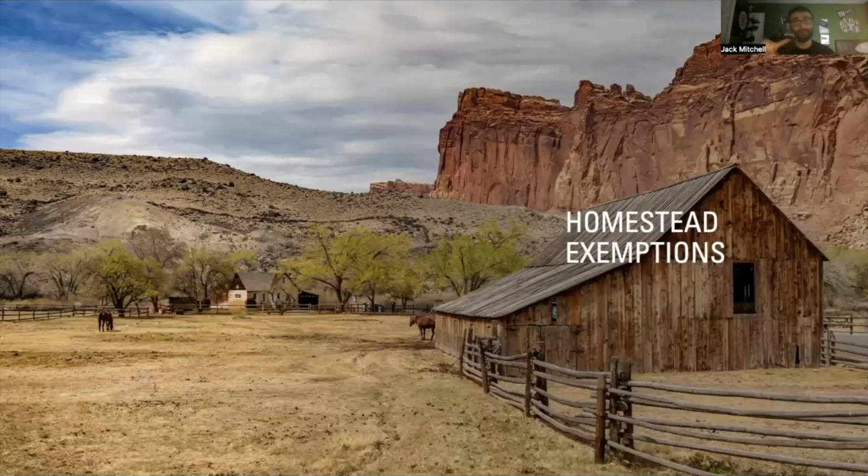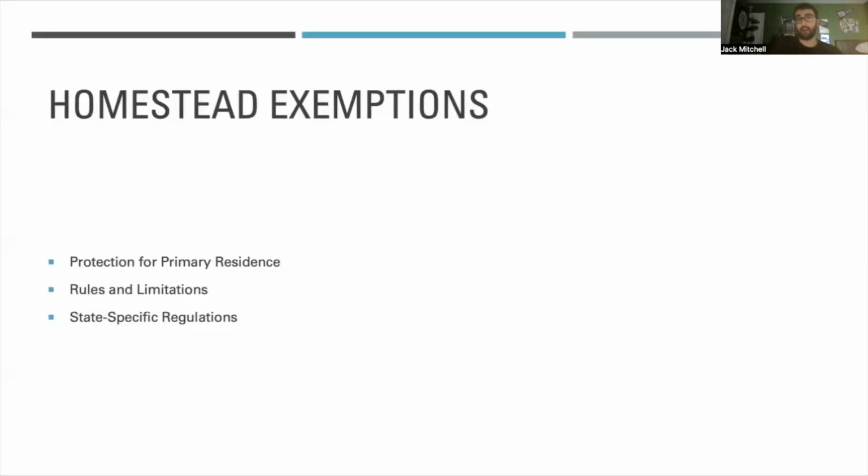All right, let's talk about homestead exemptions. We're not going to talk about the homestead like the farm. We're talking about homestead exemptions, just to clarify that. There are three things you need to consider. For everyone who doesn't know what a homestead exemption is, it's a form of asset protection that provides protection for an individual's primary residence from creditors and legal judgments. Here are some key points to consider. Homestead exemptions provide protection for an individual's primary residence, which is typically defined as the home where the individual lives for most of the year.